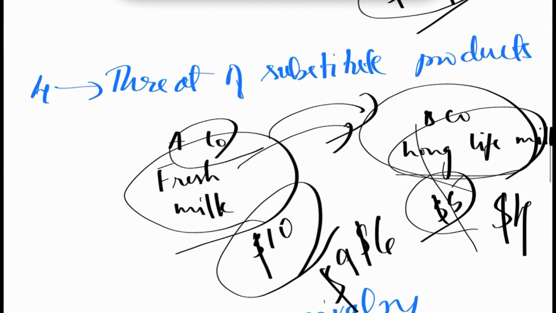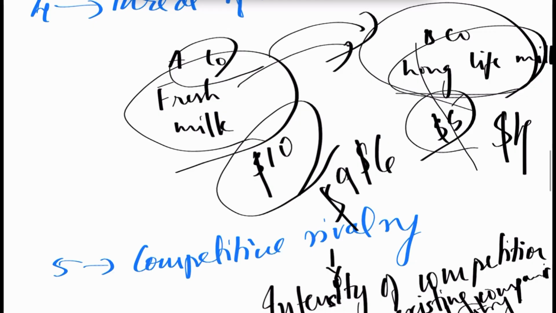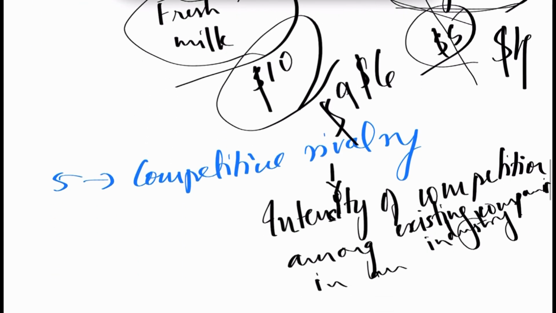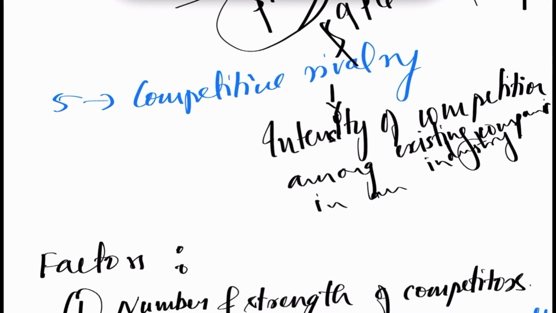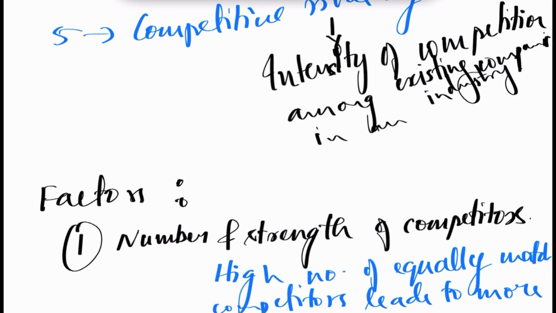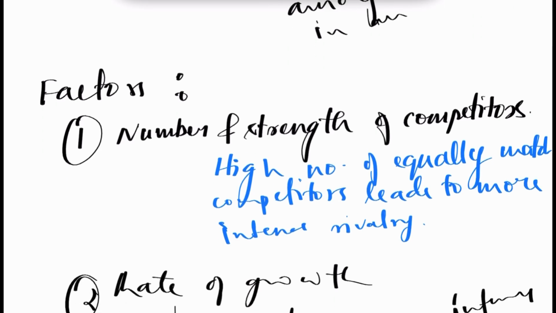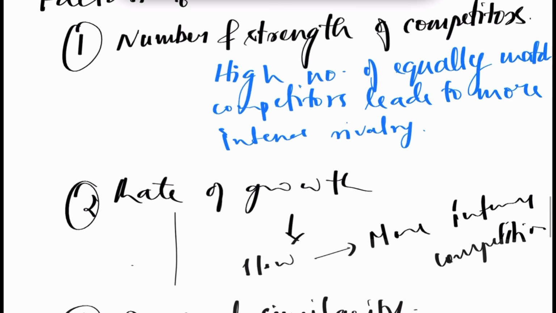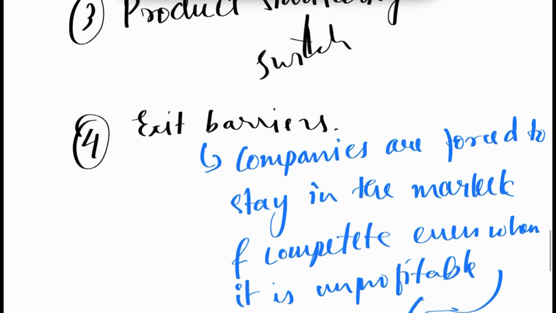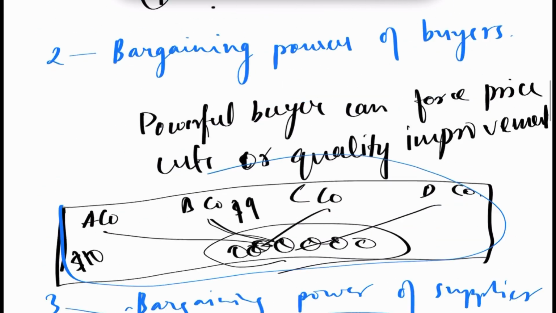Then next is threat of substitute product. Threat of substitute product means a company enters the market with a substitute for the product which the existing company already has. So the customers will switch to the new company. So there is a threat of substitute product. Then competitive rivalry is the intensity of the competition among the existing companies. The factors driving it are number and strength of competitors, rate of growth, product similarity and exit barriers. Okay, so these are Porter's five forces model.